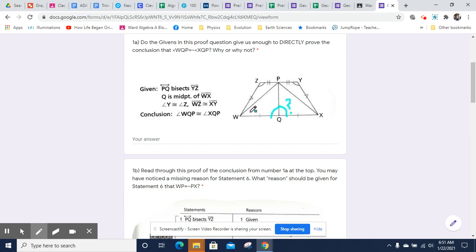Well, to do that, we would need to prove that this triangle and this triangle are congruent. Let's see. We've got side and side. We've got this side being congruent to itself. We could prove that. But this side and this side, this side and this side is not enough by themselves. We would need an angle, or we would need another side. We don't have that third side yet. So we cannot prove directly with the information that we have.